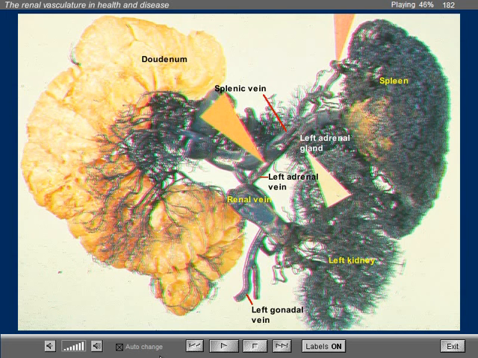Note that we have slightly obliqued the specimen in order to show the left renal vein, above it the adrenal gland, and the venous connections are seen between the adrenal gland and the body and tail of the pancreas. We have ligated the renal vein, so we only see its proximal portion, which receives the left gonadal vein.